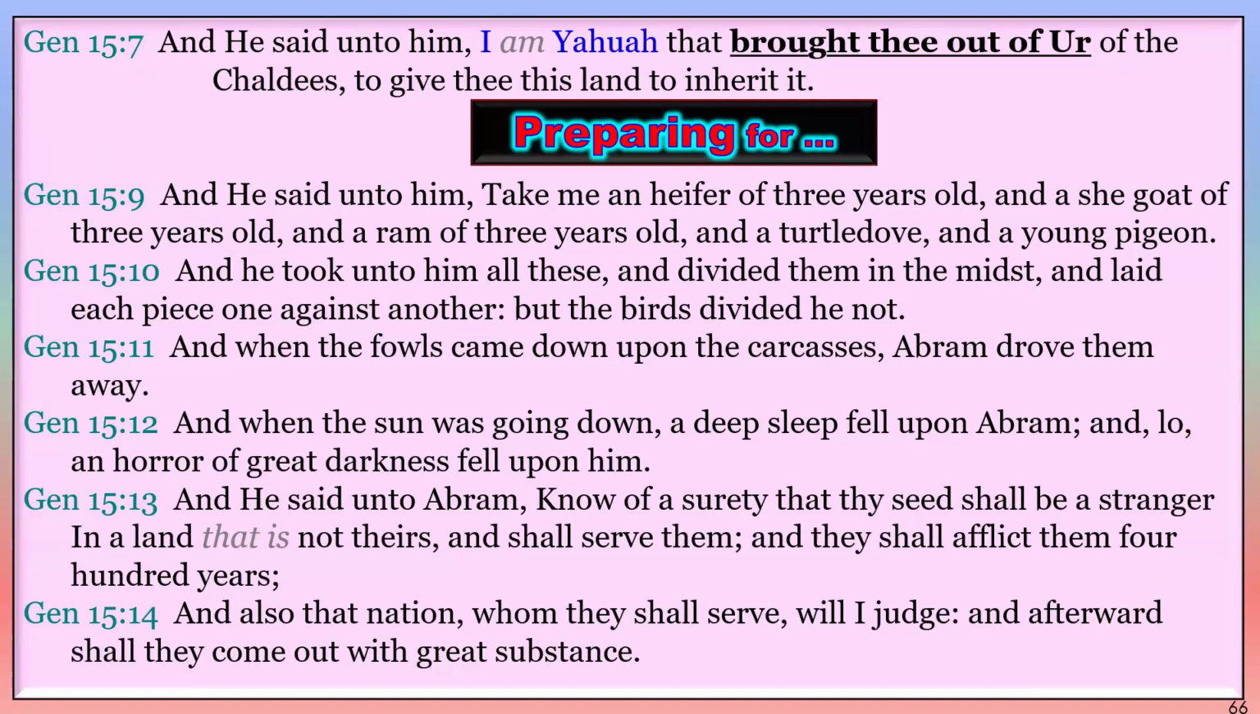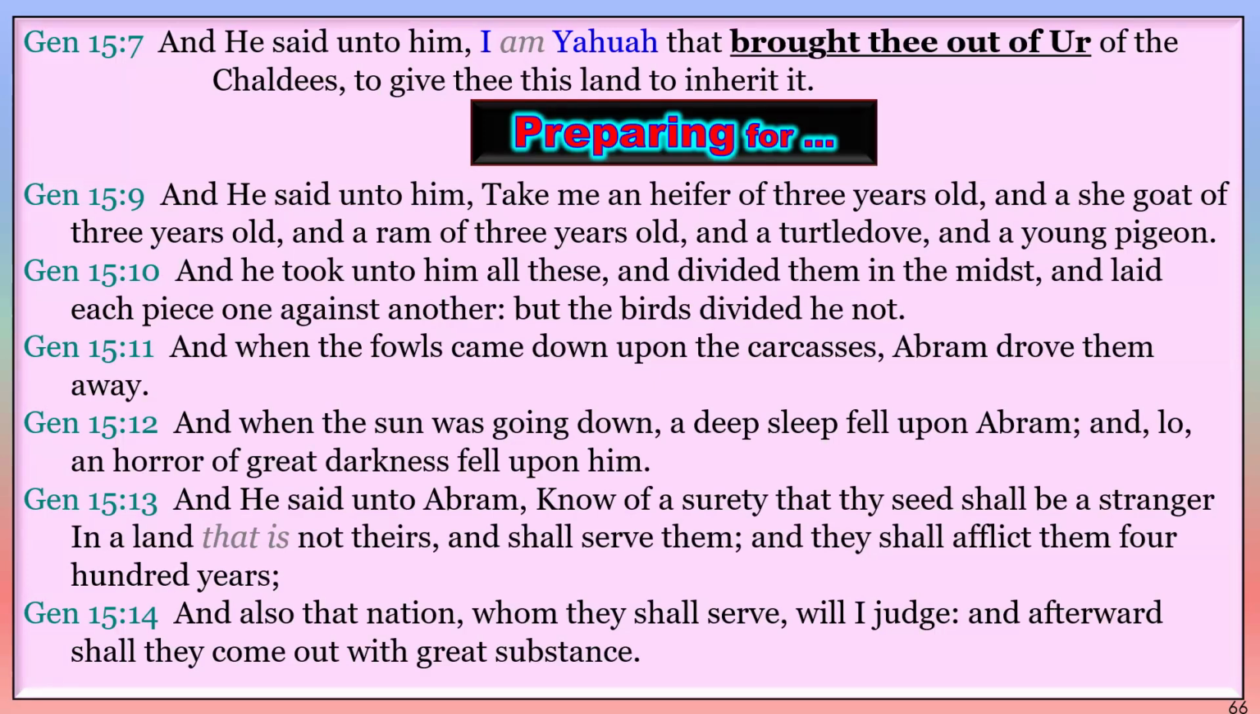Genesis 15, verse 7. And he said unto him, I am Yahuwah that brought thee out of Ur, out of the Chaldees, to give thee this land to inherit it. More preparations made. Verse 9. And he said unto him, Take me an heifer of 3 years old, and a she-goat of 3 years old, and a ram of 3 years old, and a turtle dove, and a young pigeon. And he took unto him all these, and divided them in the midst, and laid each piece one against the other. But the birds divided he not. And when the fowls came down upon the carcasses, Abram drove them away.